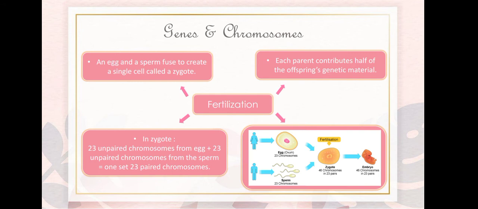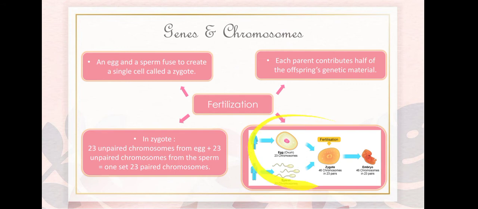So the combination will produce a zygote. In the zygote, there are 23 unpaired chromosomes from the egg and 23 unpaired chromosomes from the sperm. So then it becomes one set of combination. They have a new cell, with new 23 paired chromosomes.